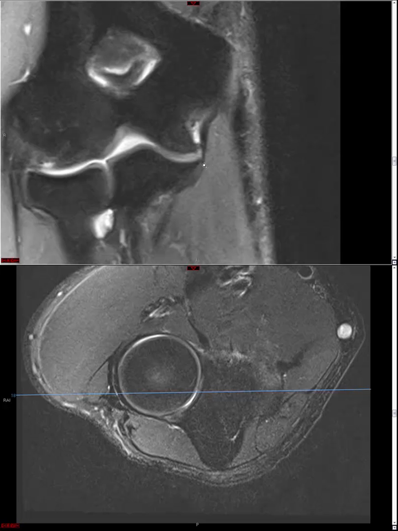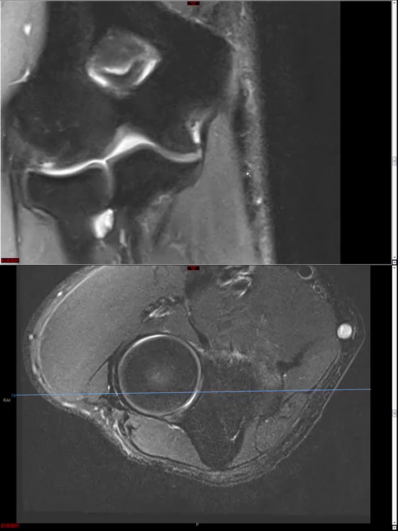Contrast that with the insertion at the sublime tubercle of the coronoid process. This should be very tight, tightly applied to that coronoid process, and there should not be any high signal insinuating between the distal attachment of the UCL and the bone. If there is, then that's a partial tear.